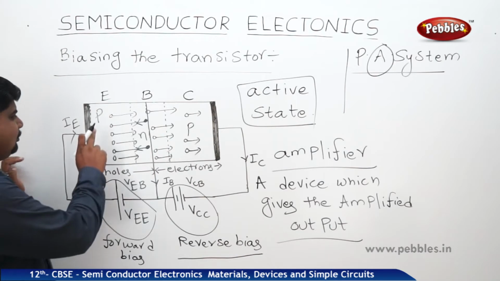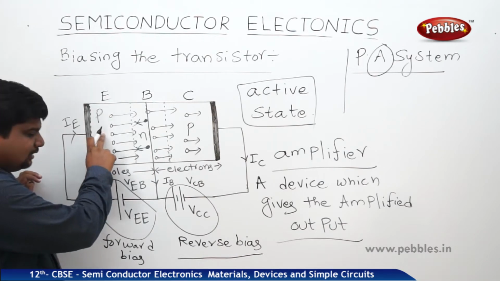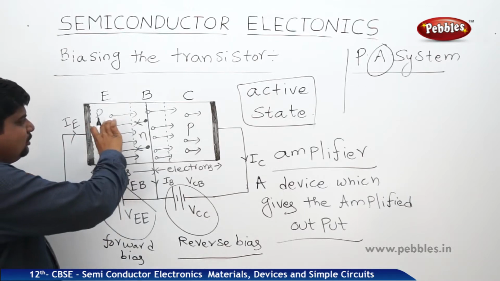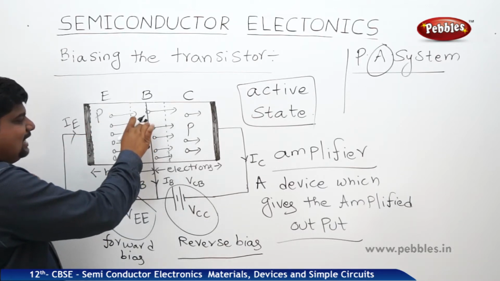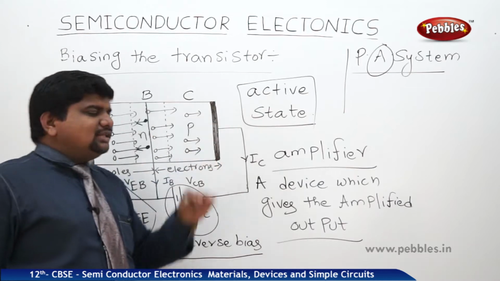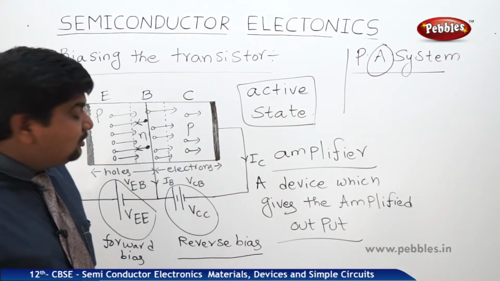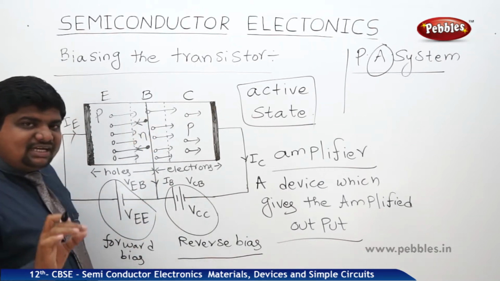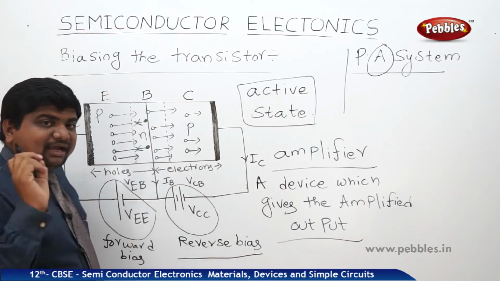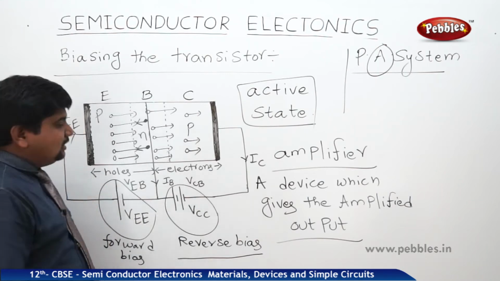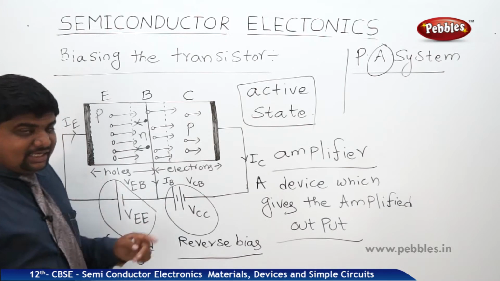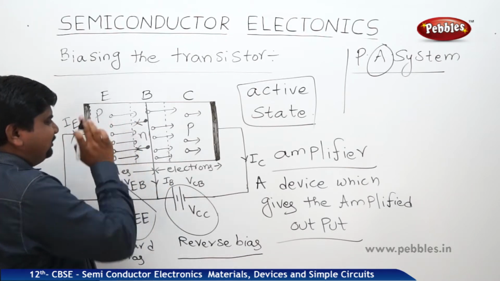See, P-type semiconductor connected to the positive. Because of the force of repulsion, these holes will transfer to the N-type semiconductor. They can easily transfer to the N-type semiconductor. In the N-type semiconductor, majority charge carriers are electrons, minority charge carriers are holes. But once these holes shift as a bulk to the N, these electrons will transfer to the P.